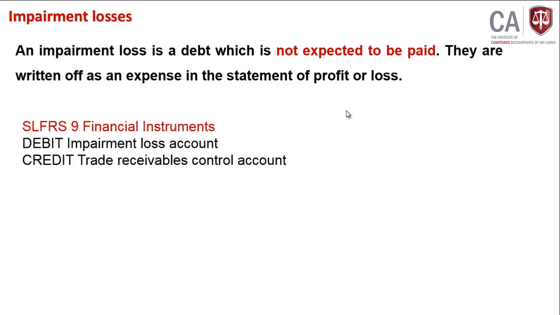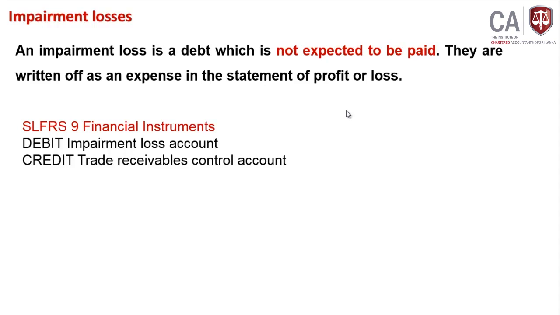The double entry is there on the screen. Look at that. SLFRS 9, financial instruments. The double entry for impairment loss is debit impairment loss account, credit trade receivable. Now the carrying amount of trade receivable 100 is there as a debit balance in your receivable account. How do you record impairment? 20 credit to the receivable account, debit to the impairment loss account. Very simple. Impairment means that. Double entry also very simple.